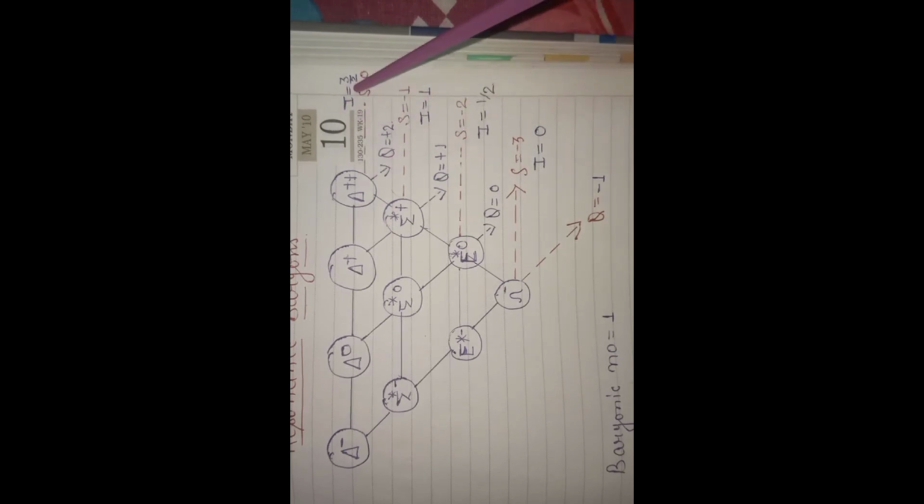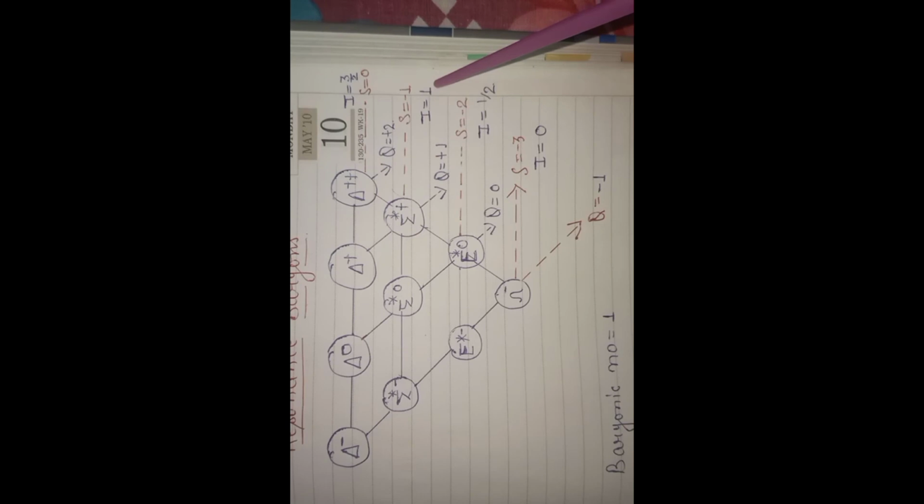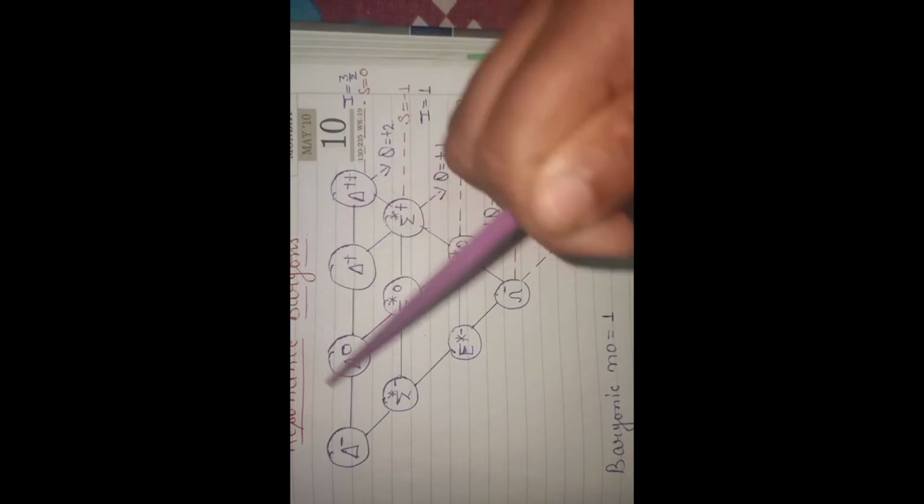Similarly, if we talk about isospin, then isospin equals 3/2 for all of these, isospin equals 1 for all of these, isospin equals 1/2 for all of these, and isospin equals 0 for this. And the baryonic number will be 1 for all of these.